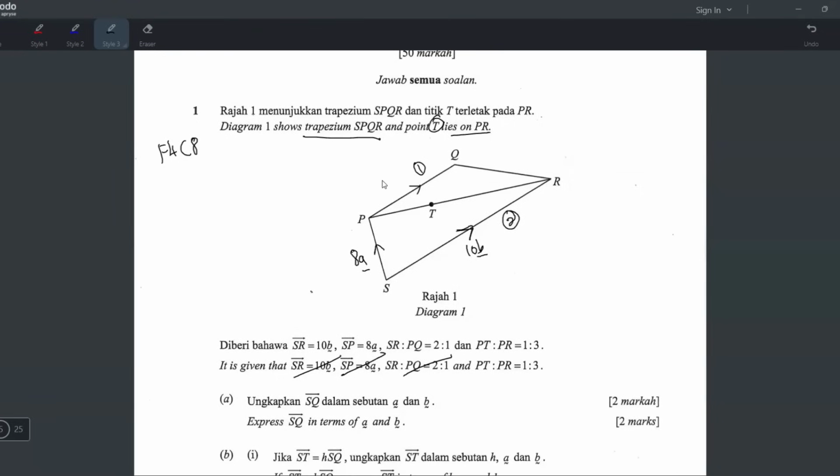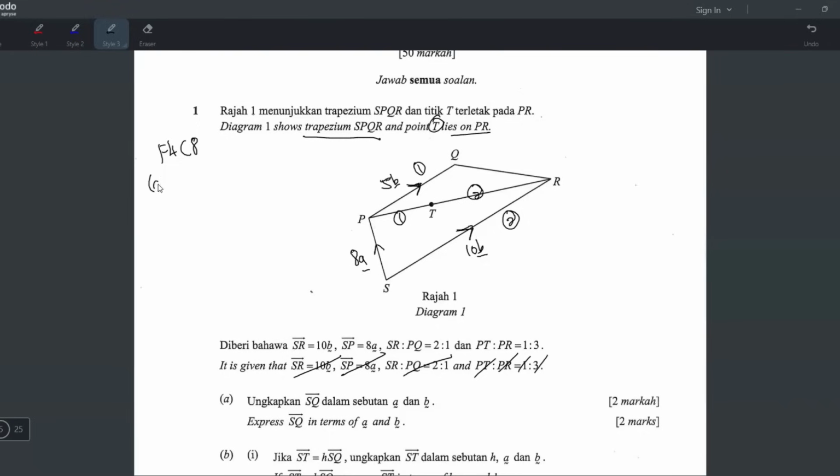So 10B divided by 2, this would be 5B. And of course the arrow has to face the same direction as this also lah. Okay. So now we have the PQ vector already. And then the PT is ratio 1. So PT is ratio 1. And then PR ratio 3. So PR ratio 3, so 3 minus 1, you'll get 2 here. Okay, so now we are done with the labeling.